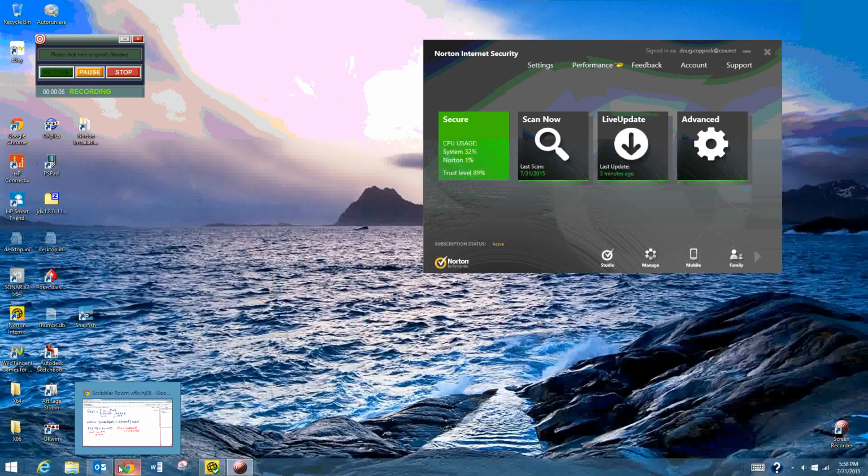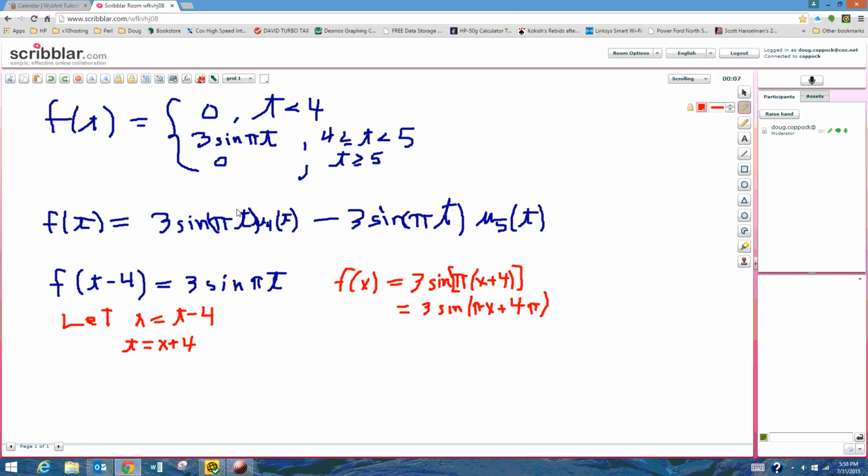The problem with this problem right here, or the issue with this problem, was a stupid mistake I made. I can see it right on my paper. But we had f of t equals this step function. We determined, or you determined, that we could rewrite this using the unit step function as 3 sine pi t times mu of 4 of t minus 3 sine pi t times mu of 5 of t.